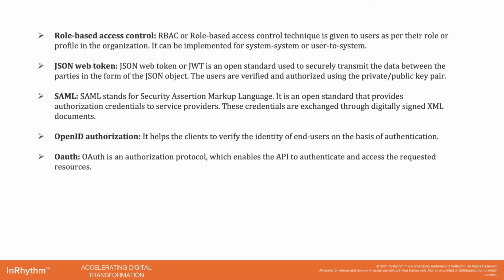Next we have OpenID authorization. It helps the clients verify the identity of users on the basis of authentication. Next we have OAuth. OAuth is an authorization protocol which enables the API to authenticate and access the requested resources. Now we understood the concepts of authentication and authorization, right? Now let's see how it fits in a real world use case.